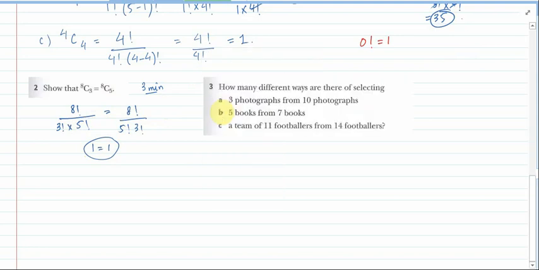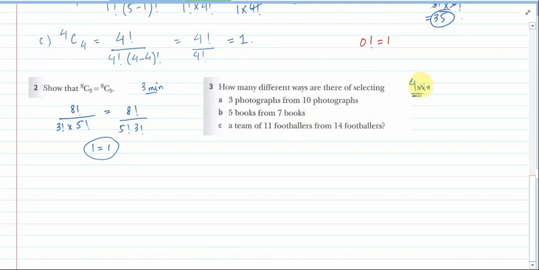It's question number 3. How many different ways are there of selecting 3 photographs from 10 photographs, 5 books from 7 books, a team of 11 footballers from 14 footballers? So first you need to give it a try for all 3 parts. They are quite easy, and you have a time of 4 minutes to attempt all 3 parts, and then I will tell you the answer.